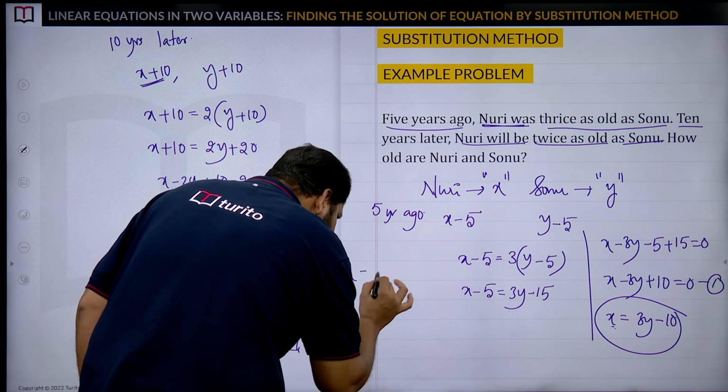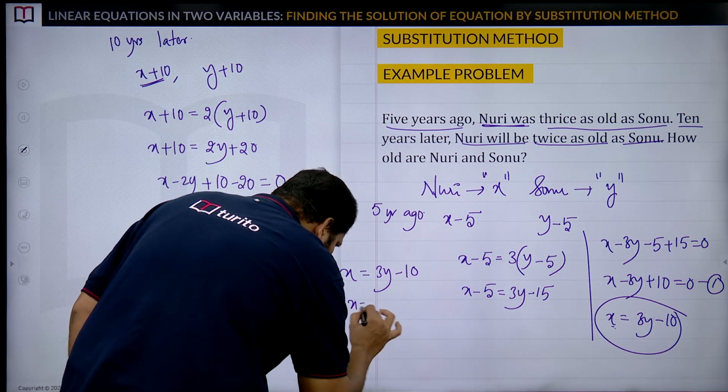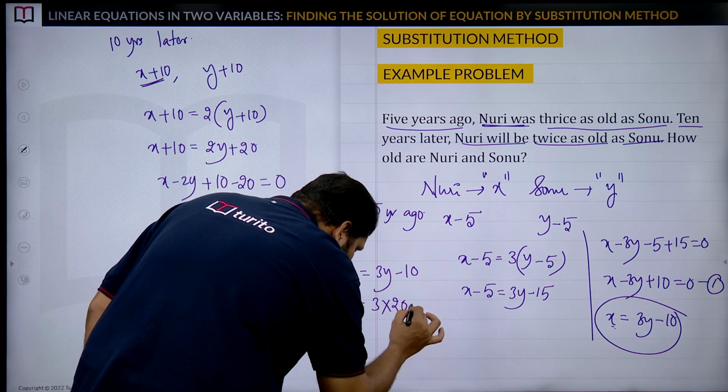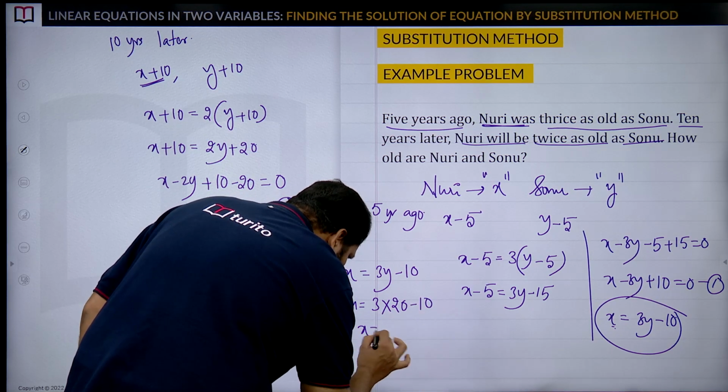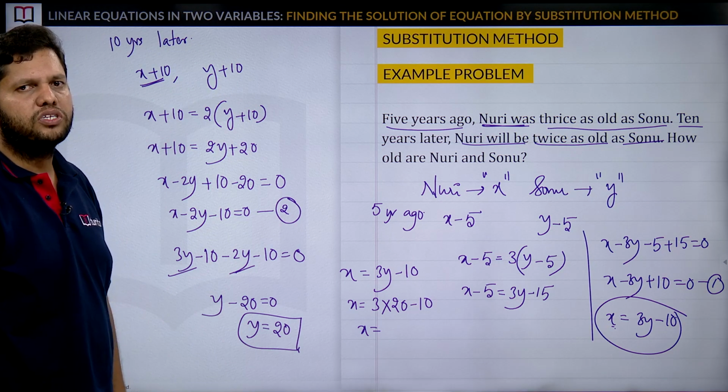Then children, take Y is equal to 20 and substitute in place of Y to find X. So X is equal to how much we got here? X is equal to 3Y minus 10. So X is equal to 3 into Y value 20, minus 10. So 3Y, so 3 into 20. What is 3 into 20, children? It is 60.